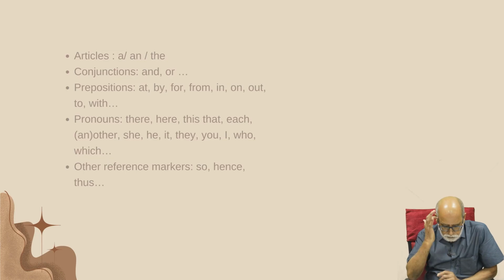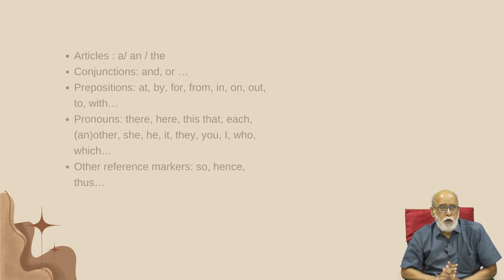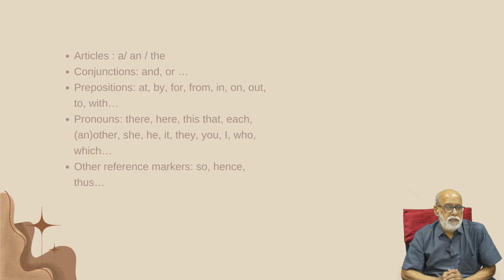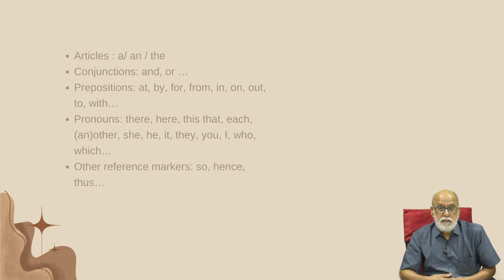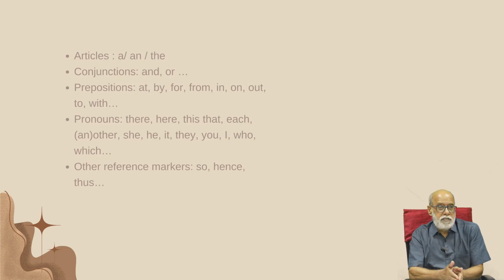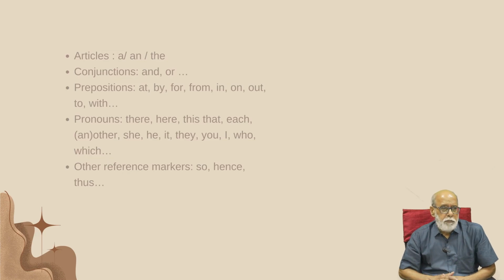Finally, cohesion is the function of these words coming together. What words? Articles, a and the. Conjunctions. Two similar units are joined with and. Two dissimilar units are joined with or, and there are other words.